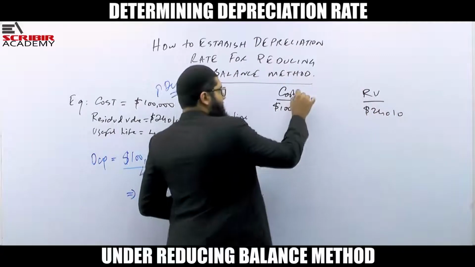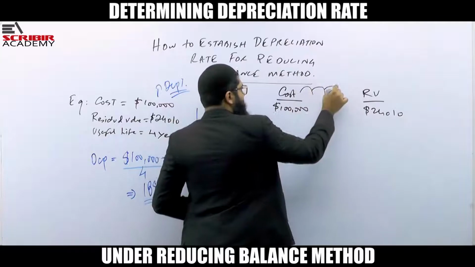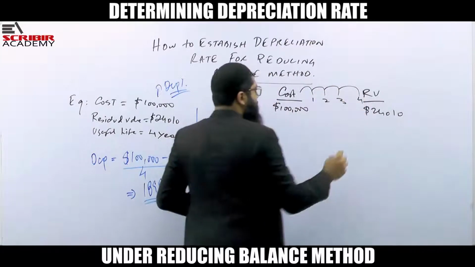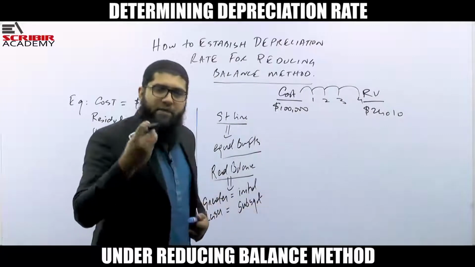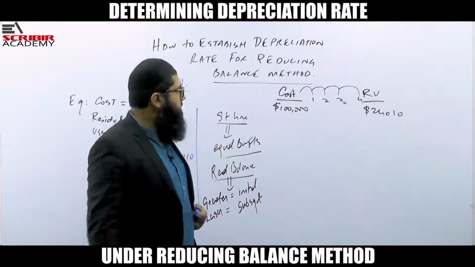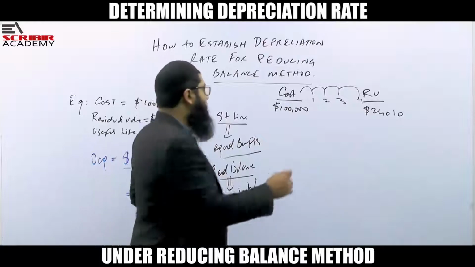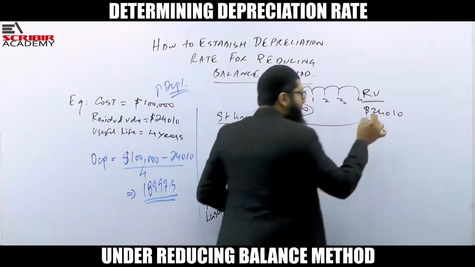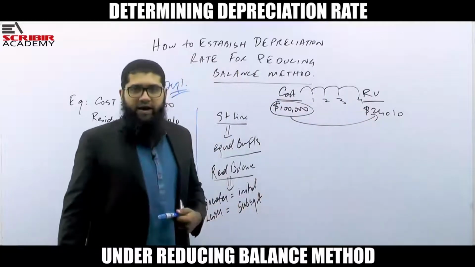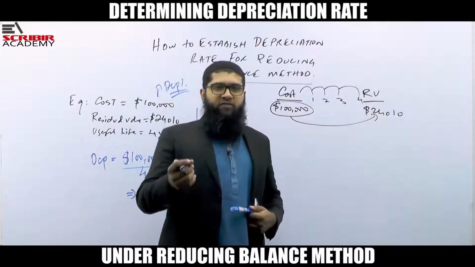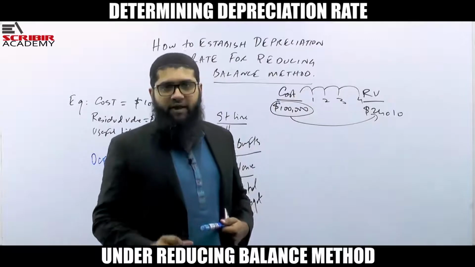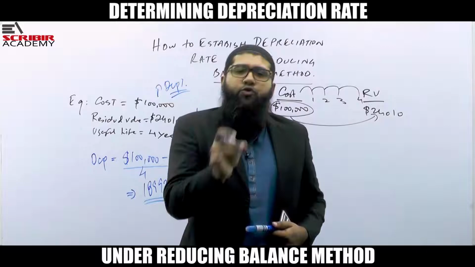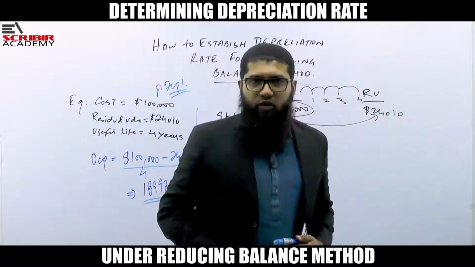So this asset has to be depreciated over 4 years, year 1, year 2, year 3 and the 4th year. So the depreciation rate should be such that it actually takes this cost to the residual value at the end of 4 years. I repeat, the rate of depreciation is to be established in such a manner that it takes the cost of the asset to the residual value at the end of its useful life.